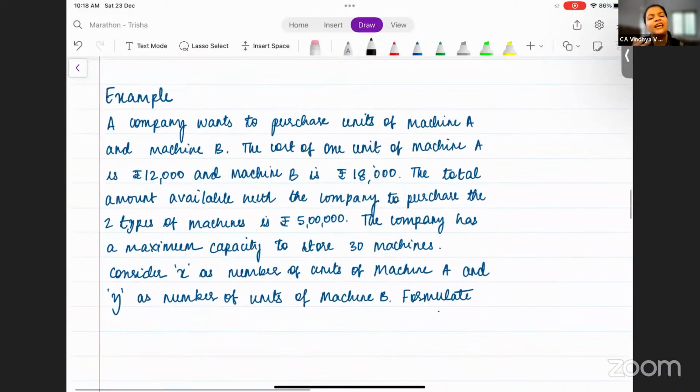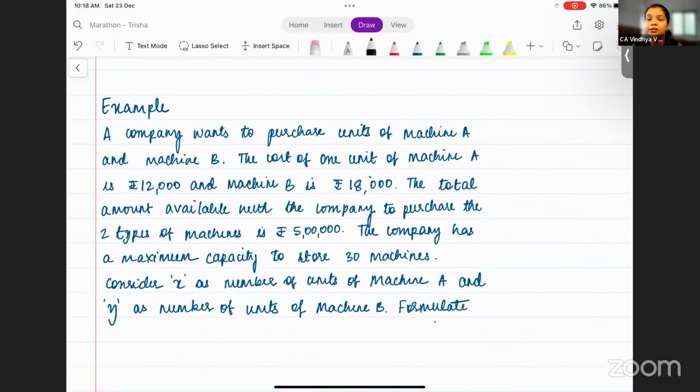Now let us read the example and try to understand how to solve these linear programming problems. I consider this to be one of the easiest.